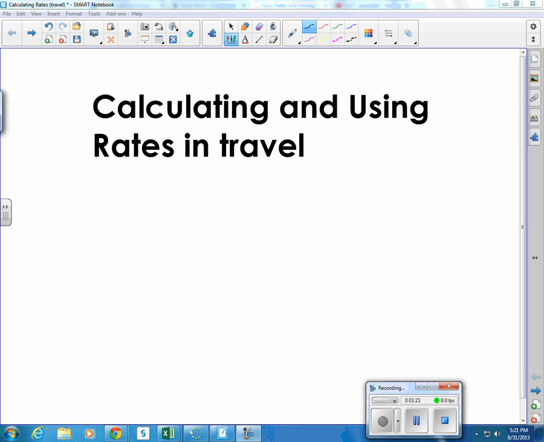So that's calculating and using rates, and we use travel situations to do that.